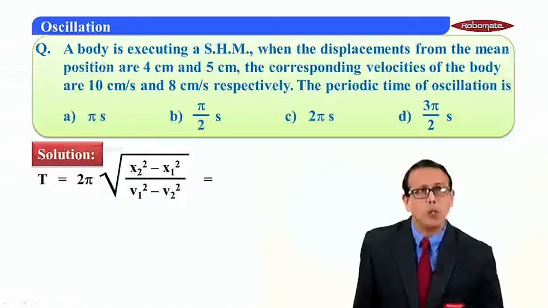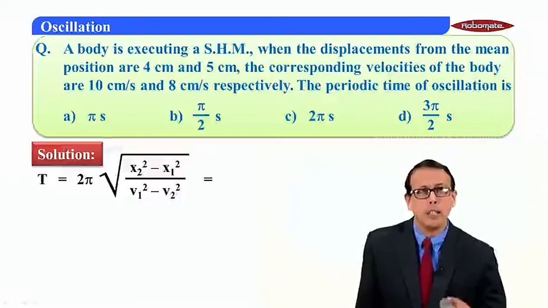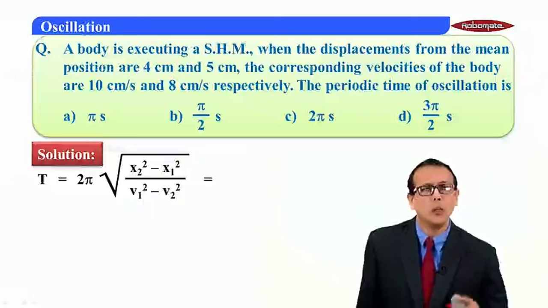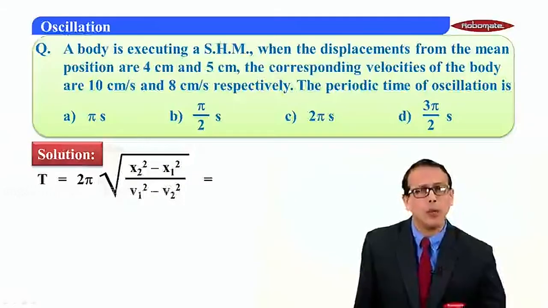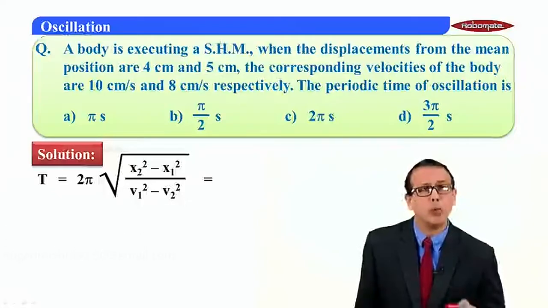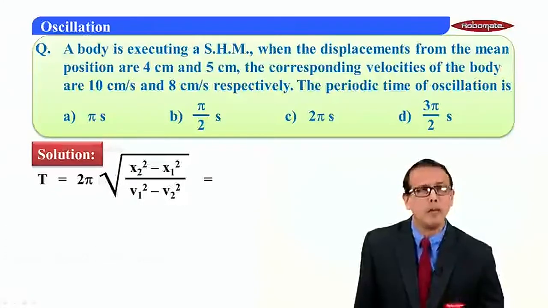Sir, how do you choose which value first, whether x1 or x2? Always look at the given. For example, here x1 is 4 and x2 is 5. So x2 is greater. Therefore I have started here with x2² − x1². If x1 is greater, you can go for x1² − x2², but then if the first term is x1, then denominator will become v2² − v1².